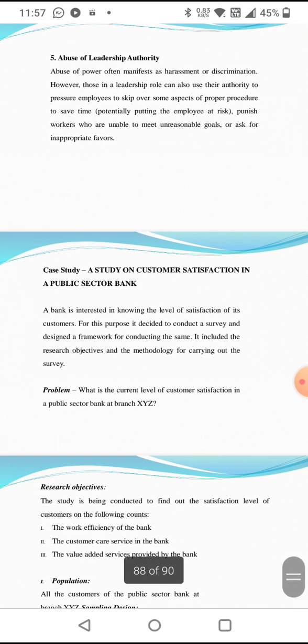So this was about the ethical concerns with the research. Now let us move to a case study. A case study on customer satisfaction in a public sector bank.